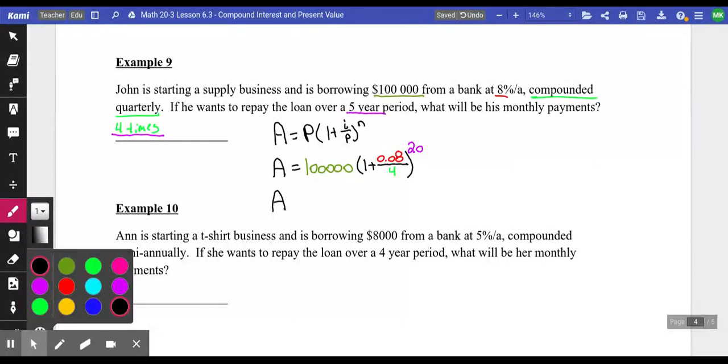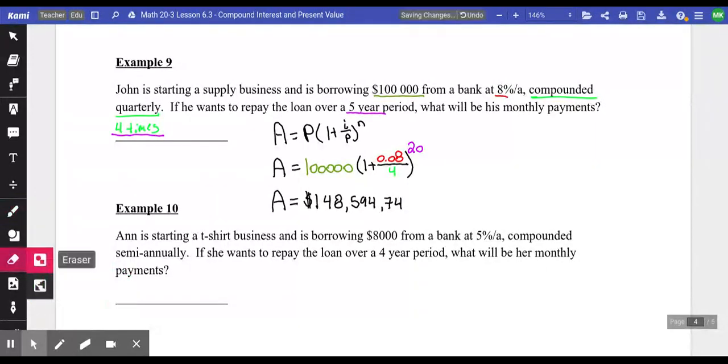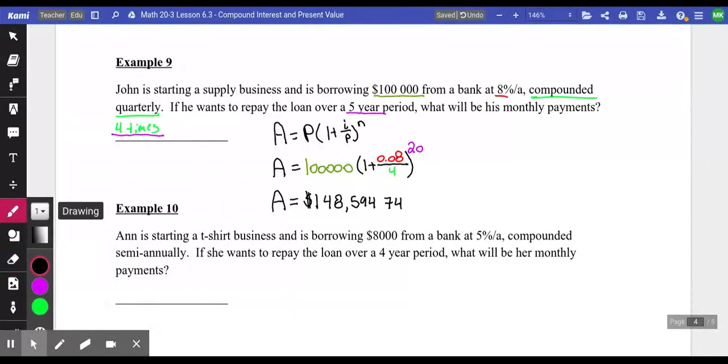If I throw this on my calculator, my $100,000 loan is going to cost me, times 100,000. My $100,000 loan after 5 years will be a total of $148,594.74. That is the total amount that this, probably a mortgage, but this business loan will end up costing me.